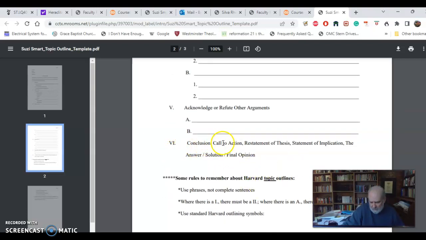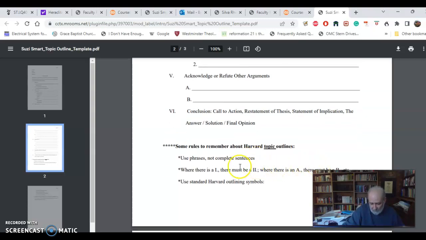And then in your conclusion, you're going to have a call to action, restatement of thesis, statement of implication, answer, solution, final option, final opinion. This is where, it should be a good paragraph where you're kind of summarizing it up and saying, here's what you need to do because of what I've said, or here's what we need to do because of what I said, or here's what we need to think differently than how we've thought before because of the argument I made.